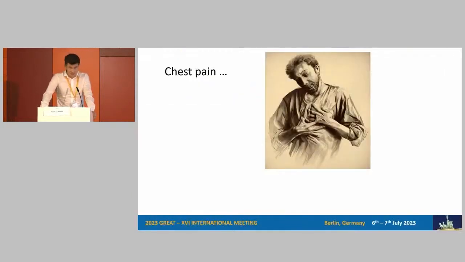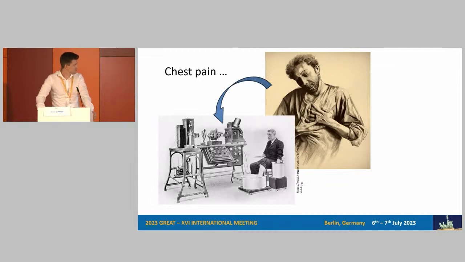Chest pain has been a problem since ancient times, for over 1,000 years. It's known that this might be a symptom of potential danger and death, maybe. But this gentleman here is Mr. Willem Einthoven. He introduced the ECG 100 years ago, and he won the Nobel Prize for this 99 years ago. And this has been the first major improvement in the early diagnostics of myocardial infarction.